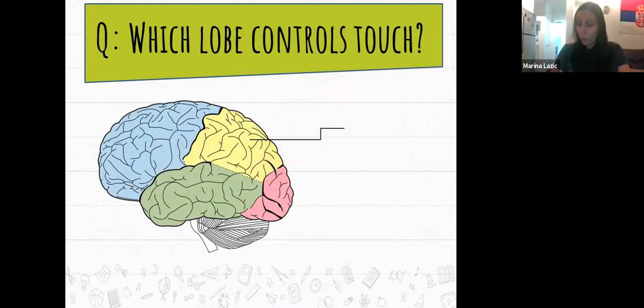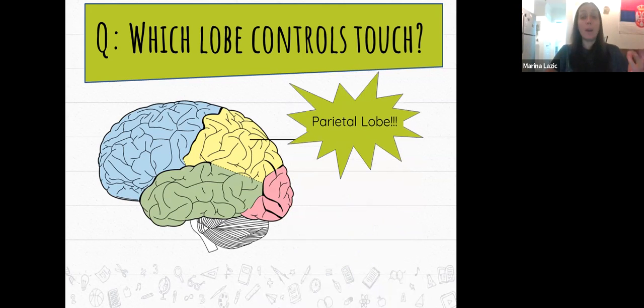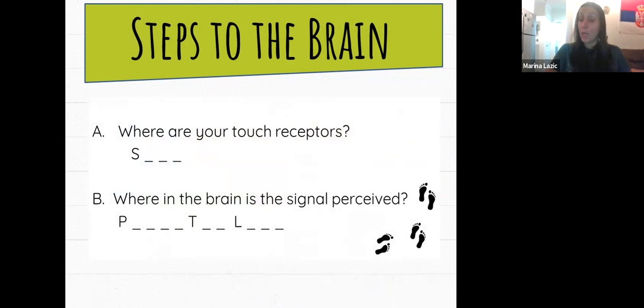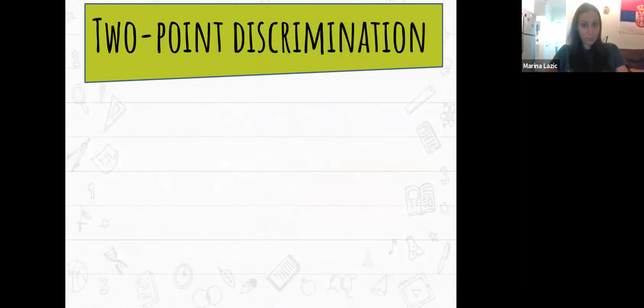And what's important to know is that the sense of touch starts with receptors in our skin, which is all around us. And that information is received in the parietal lobe of our brain. Now, let's answer some questions. Our touch receptors are in the skin, and the information of the touch is received in the parietal lobe.